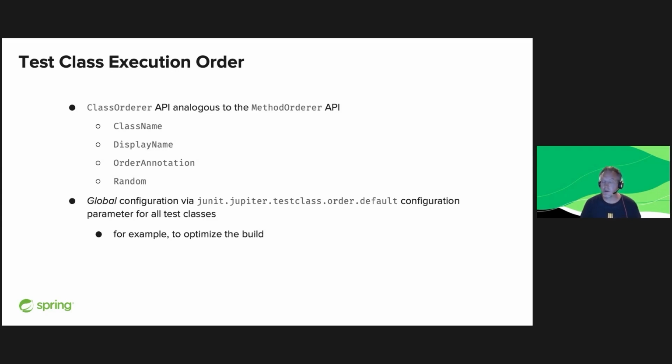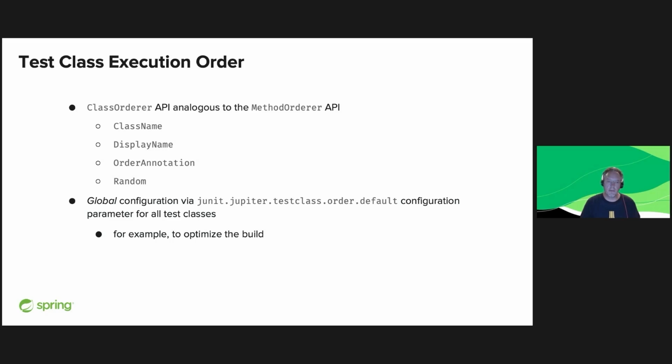Now, if you want to configure this, you can configure it globally via the junit.jupiter.testclass.order.default configuration parameter. So you can set that in the JUnit platform properties file, or you can set it as a configuration parameter, or you can set it as a JVM system property.